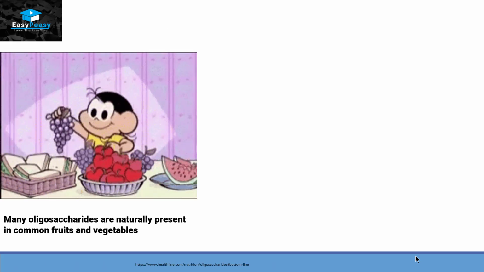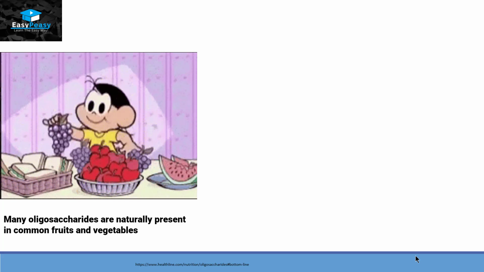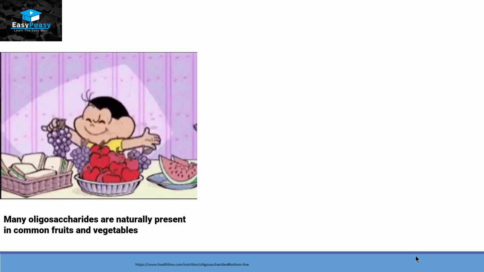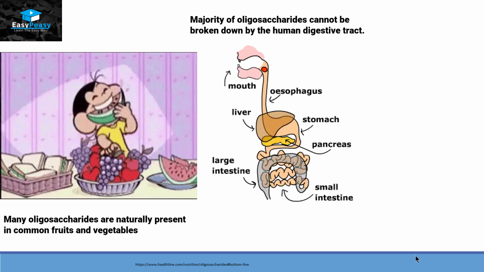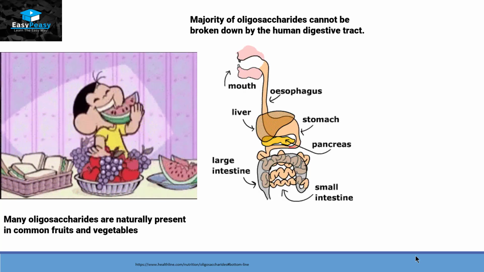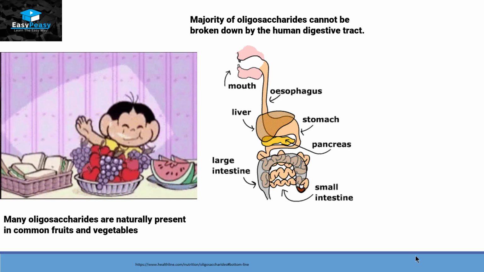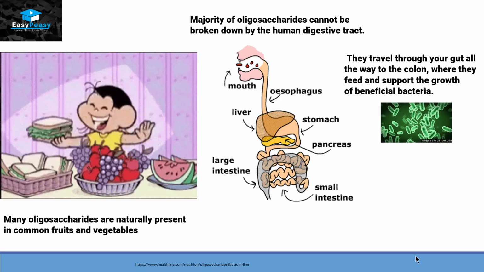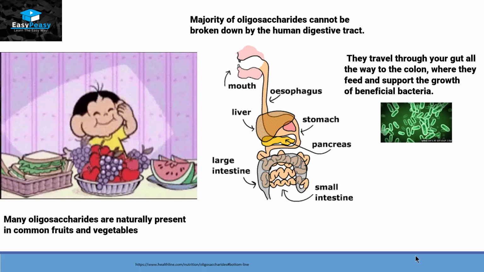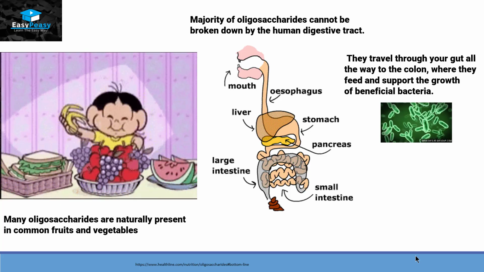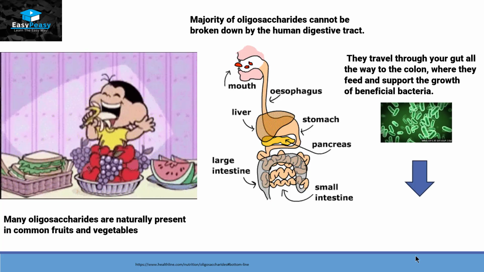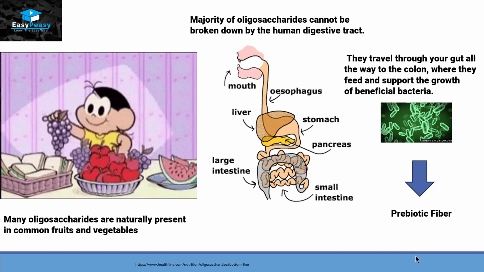Okay, there are some dietary oligosaccharides as well, which are naturally present in our fruits and vegetables. The majority of these oligosaccharides cannot be broken down by our digestive system. So they go into our colon, where they feed and support the beneficial bacteria present in our large intestine. That's why they can also be called prebiotic fiber.